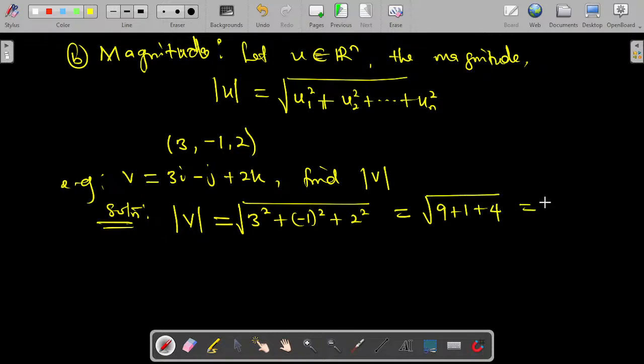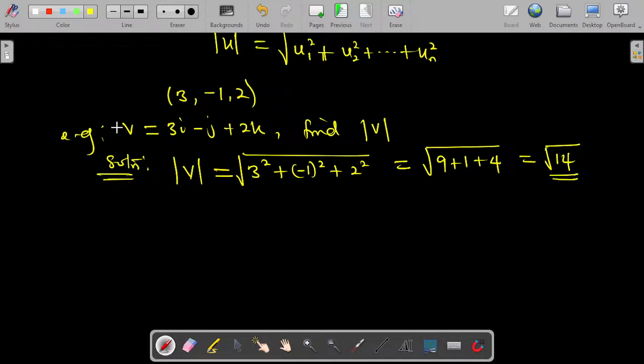And so my final answer will be square root of 14. And of course, there is no perfect square root for 14, so we can leave it that way. Okay, so that's for example 1. Now let's see another example.